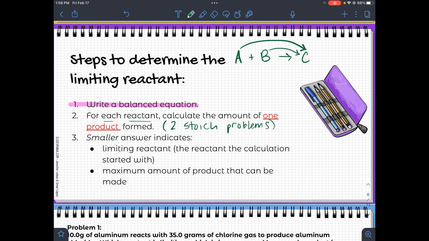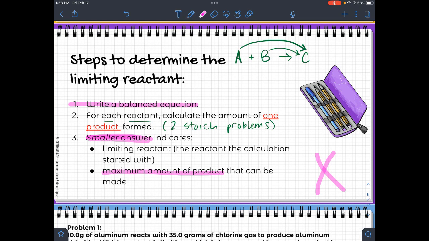Step 3, we're going to focus on the smaller answer. The smaller answer will indicate the limiting reactant. It's the reactant that the calculation started with. And the answer will tell you the maximum amount of product that can be made. So the bigger answer, you just completely exit out. Like everything about it is a lie. And the smaller answer is the one that is telling you the truth.